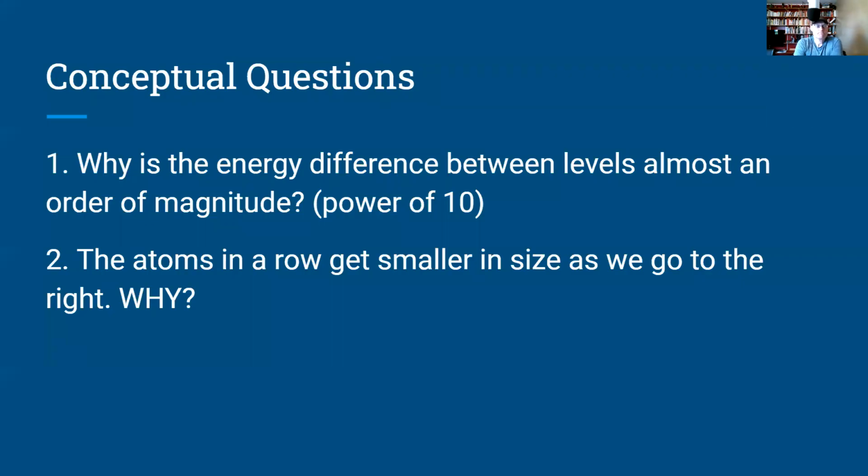All right, so let's talk about some conceptual questions. Why is the energy difference between levels almost 1 order of magnitude, or a power of 10? And the atoms in a row get smaller in size as we go to the right. In other words, if we're looking at lithium and then beryllium, boron, carbon going across the periodic table, those atoms, even though we're constantly adding more electrons to them, are getting smaller and smaller as we go across the periodic table. Why would that be?